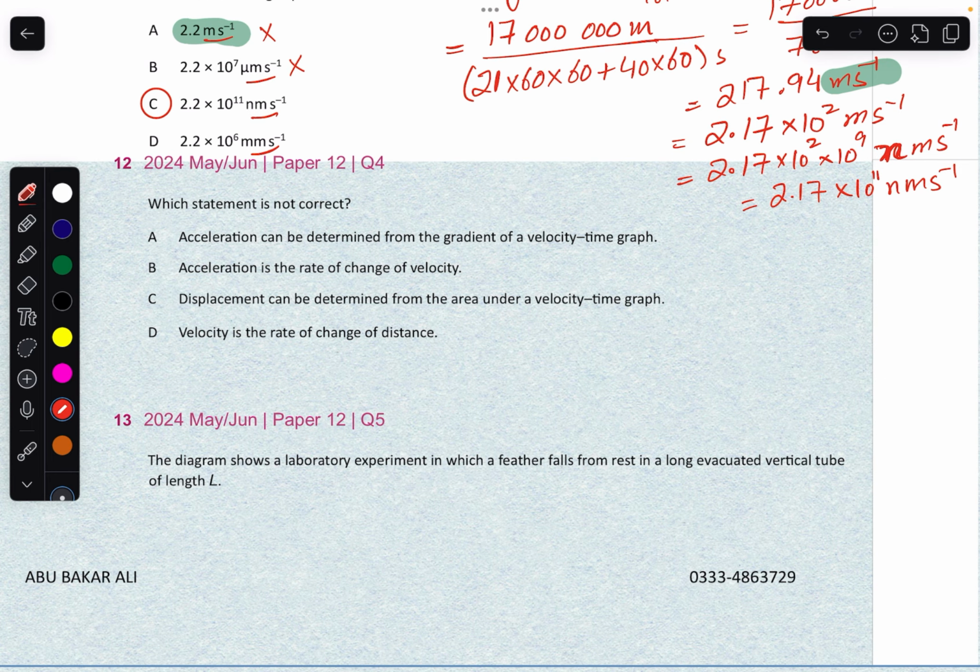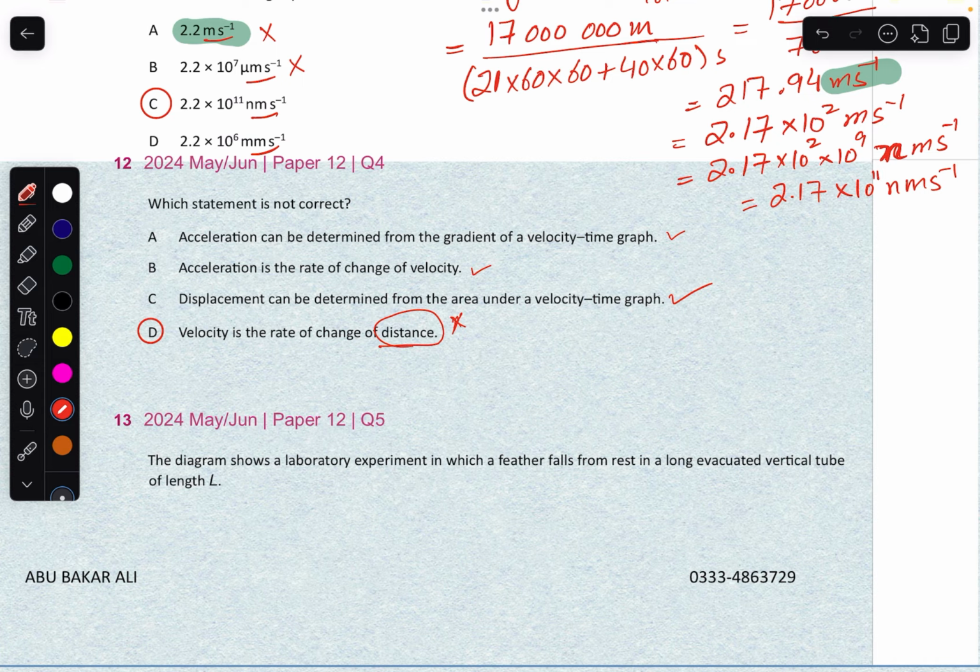Okay, in question 12, which statement is not correct? Acceleration can be determined from the gradient of the velocity. This is correct. Acceleration is the rate of change of velocity. This is correct. Displacement can be determined from the area. It is correct. Velocity is the rate of change of distance. No, velocity is the rate of change of displacement. Speed can be a rate of change of distance. Okay, so D is not correct.